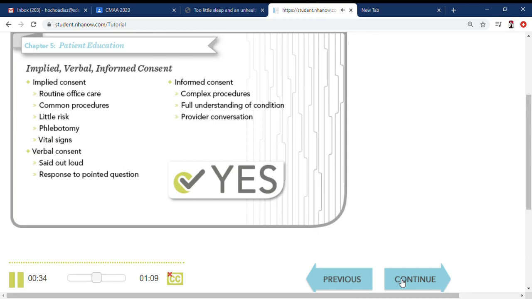This kind of consent is more direct than implicit consent because it's said out loud in response to a pointed question. It does not, however, have the legal clout of informed consent, which providers must get for more complex procedures. Informed consent involves making sure the patient has a full understanding of her condition and enough information to make a decision about treatment options. Therefore, the provider must have a conversation with the patient or the patient's legal representative, presenting the necessary information.